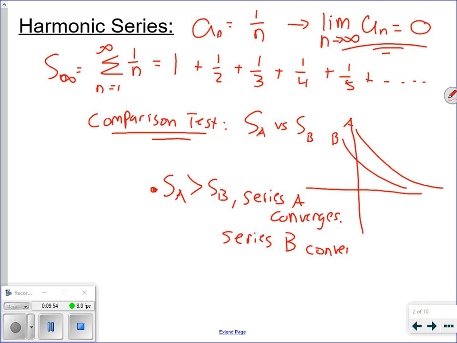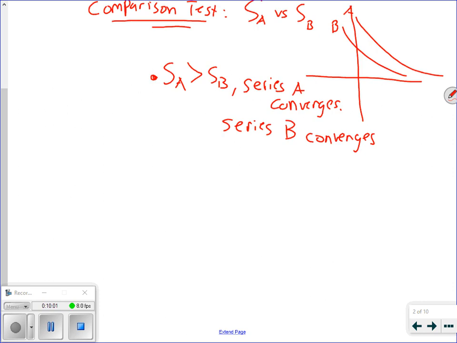So that's what the comparison test says. That's how we determine if it converges. There's actually one for diverging as well. Let's consider this picture.